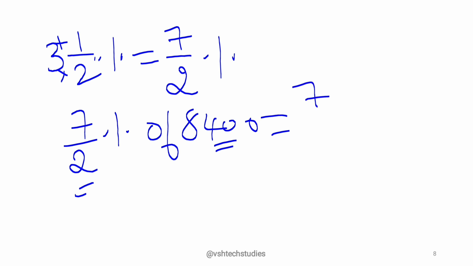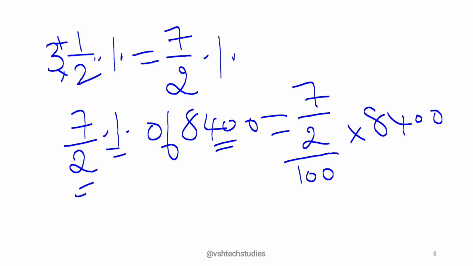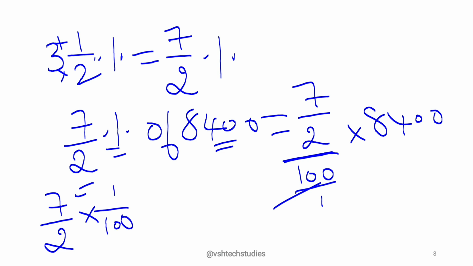So if you take this 7 by 2 as it is, percent means divided by 100, of means into, then 8,400. Okay, so here 1 is there. So how can this equation be written? 7 by 2 as it is, so divided by 2, when you write multiplied by, this 100 divided by 1 becomes 1 by 100. This into 8,400 as it is. If nothing is there, it means 1 is there. Now we'll have to simplify this. These two zeros and these two zeros are cancelled.